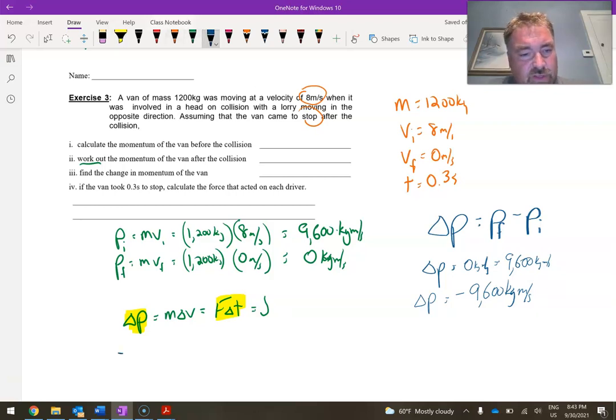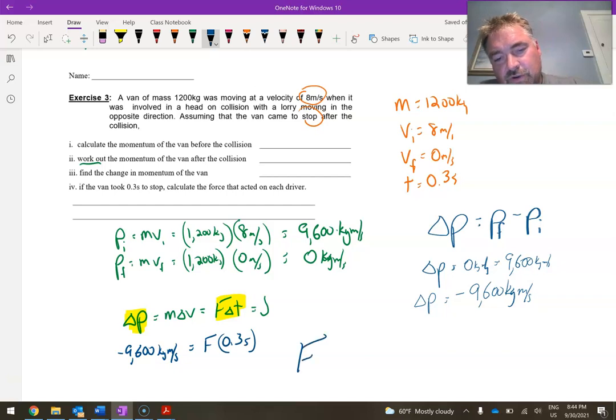I'm going to take my change in momentum, negative 9,600 kilogram meters per second, which is equal to the force applied times the time, which is 0.3 seconds. So the force exerted is going to be negative 32,000 newtons. So lots of force there. These drivers are probably not in good shape after this collision. And it's negative because it's causing them to stop. It's causing them to decelerate, to slow down. The acceleration is in the opposite direction of their motion.